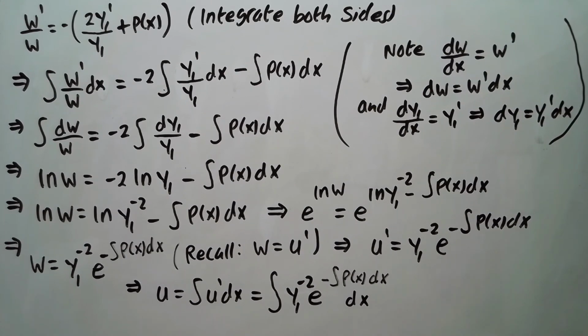And that's what we're trying to show. So we're done with the theorem. Okay, so in the next video, we'll look at some examples of using Theorem 6, or the reduction of order. Okay, so let's leave it there.